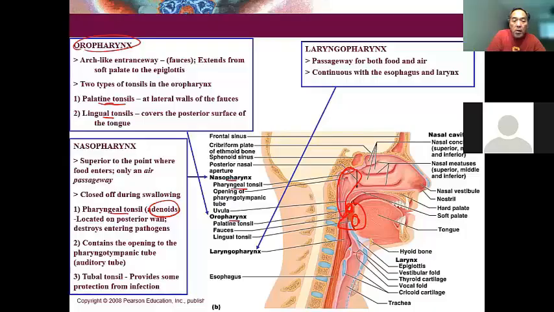And then there's another tonsil called the tubal tonsils. These tubal tonsils are located at the tubes, so they're interspersed along that area. Those are the tubal tonsils.